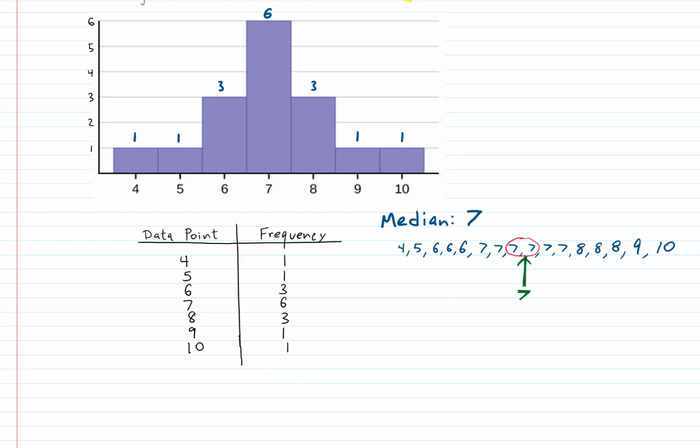Okay, now let's do the two that are new. Let's do the mode. Mode is the easiest center to find. It's just the most common number. So again, look at this list. Which number is more common? 7 is. Or you could look at our frequency table and say, which one has the highest frequency? It's right there. It's the number 7. Okay, so the mode is 7. The median and the mode both happen to be 7. That's interesting. Okay, now let's practice finding the mean.